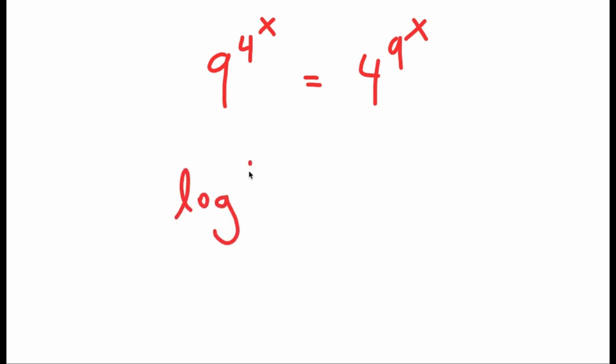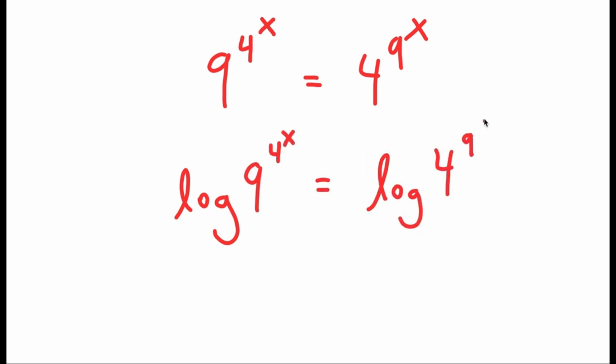Alright, so in this video, I'm going to solve the equation 9 to the power of 4 to the power of x is equal to 4 to the power of 9 to the power of x. So, to solve this, I'm going to start by taking the log on both sides. So I get log 9 to the power of 4 to the power of x is equal to log of 4 to the power of 9 to the power of x.